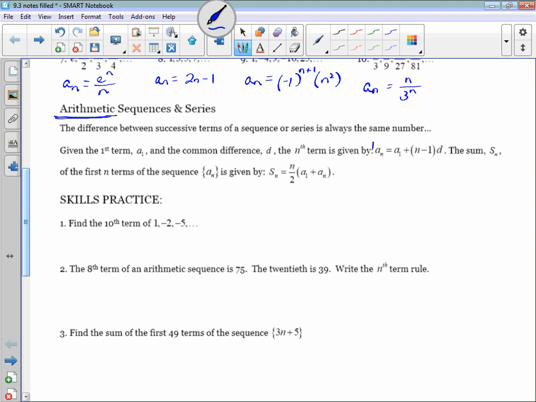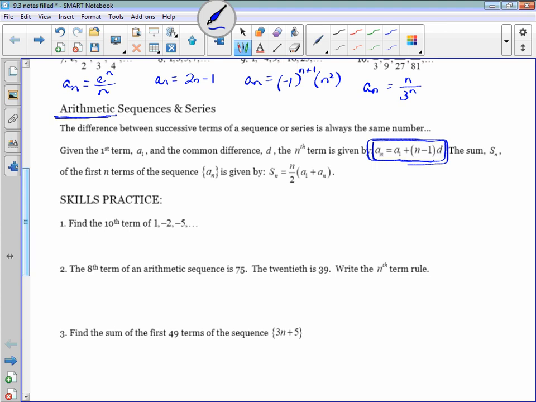This right here, a sub n equals a sub 1 plus n minus 1 times d. You definitely need to know that one. A sub 1 is your first term, n is the number of terms, and d is that common difference. It can be addition or subtraction, but it's called the difference.